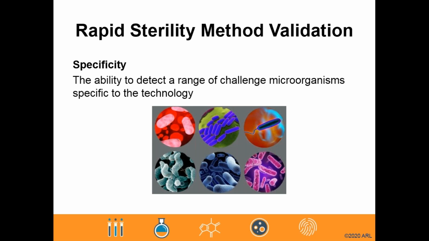Specificity is demonstrated by using an organism challenge level that is above the limit of detection, to be discussed in a moment, generally around 100 CFU of each microorganism, where both the compendial and alternative methods are performed with the expectation that comparable recovery is shown.